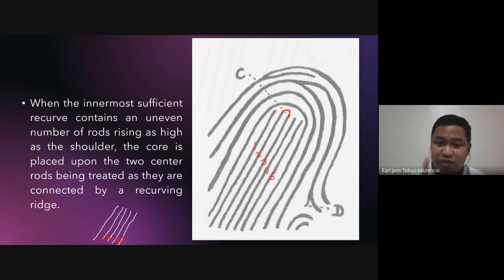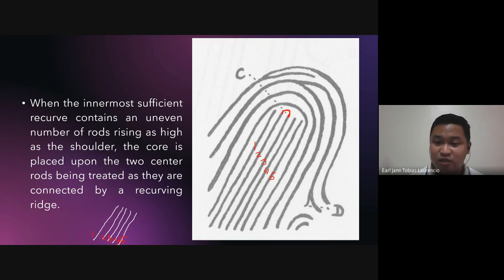Right? The core is placed upon the two center rods, meaning the core is in between the most center rods that we connected with an imaginary shoulder.